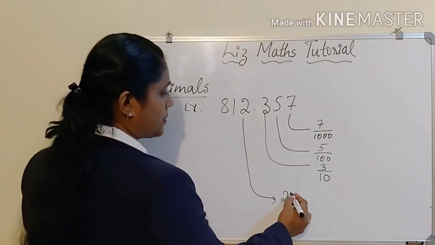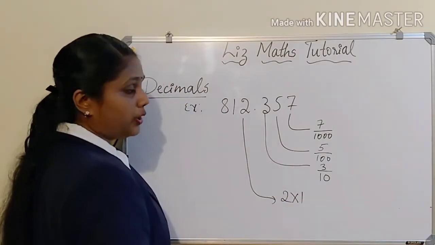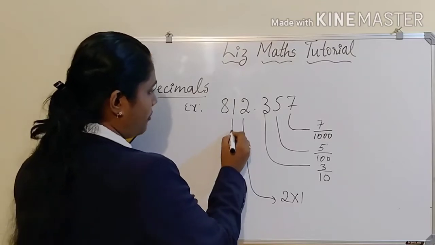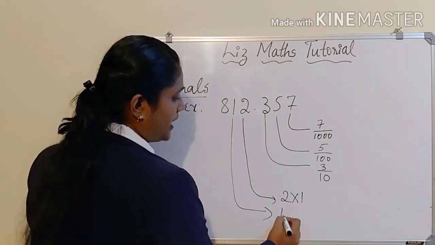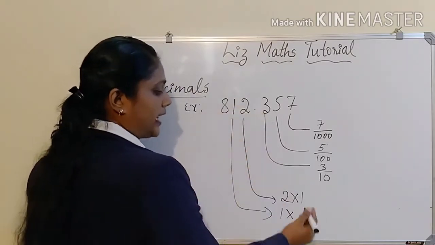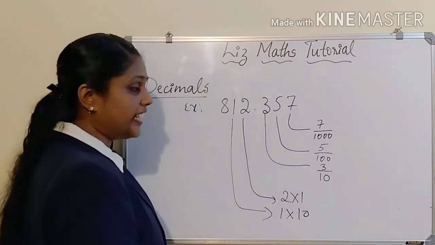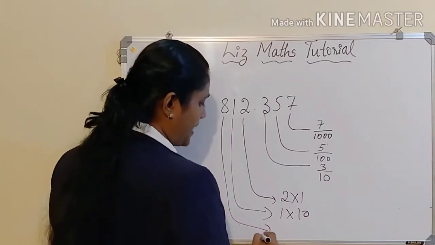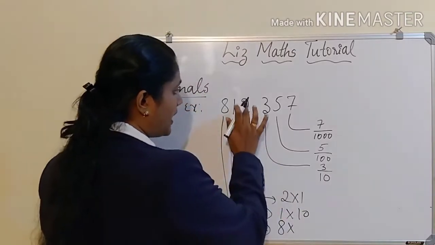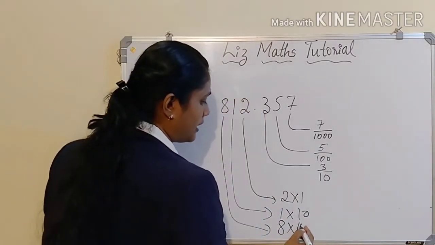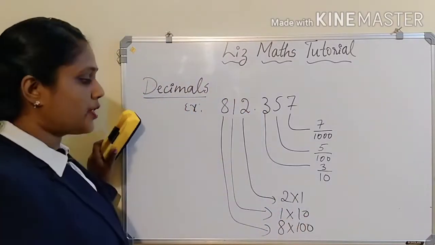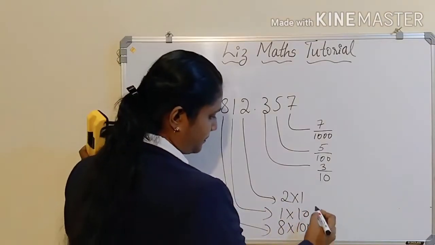2 is in the ones place, so multiply it by 1. Next, 1 is in the tens place, so you have to multiply it by 10. And 8 is in the hundreds place, so you have to multiply it by 100. So here, what answer are you getting?